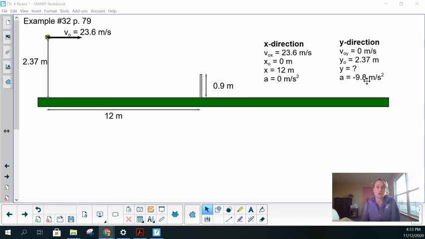The other important thing we need to know is that the acceleration in the y direction is going to be negative 9.8 meters per second squared. So the fact that the x and y act independently is really important. The thing that links those two together is the time, or the time of flight.